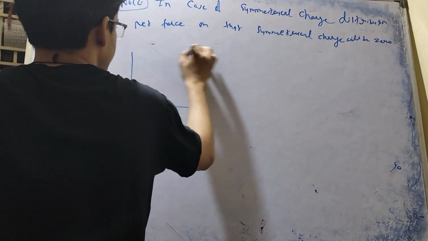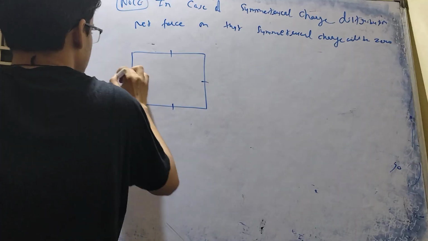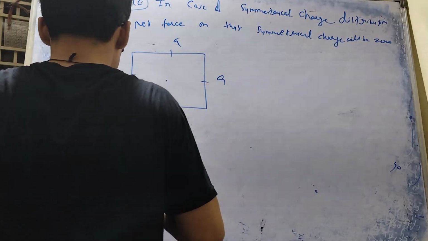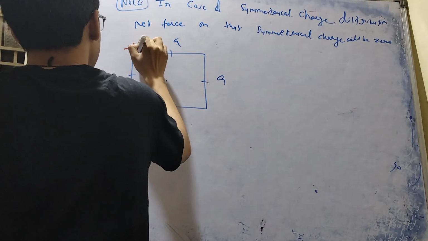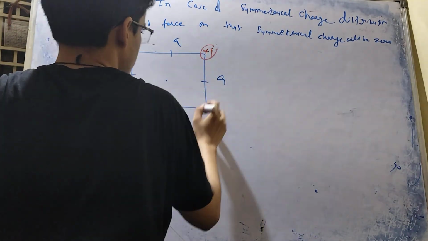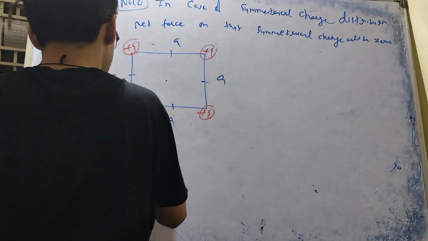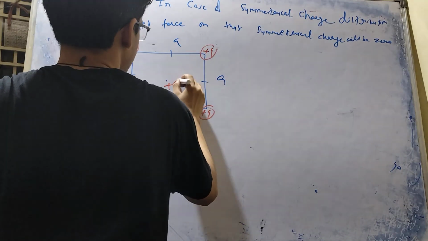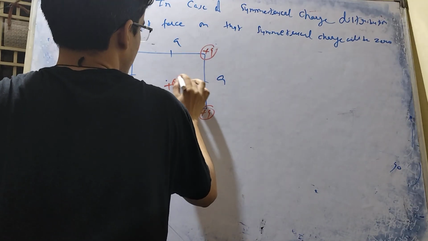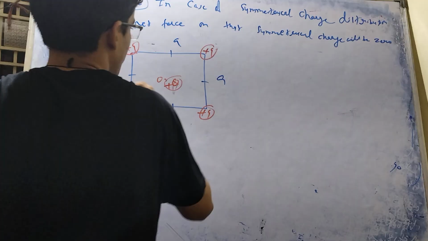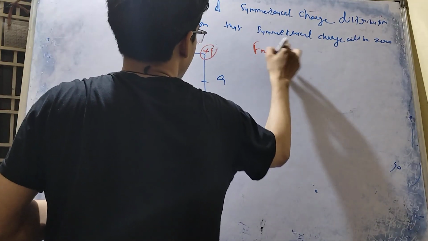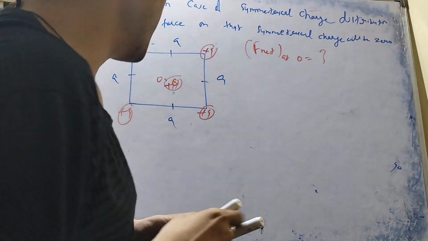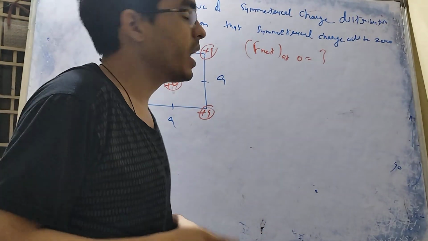See here, a, a, a, a. Assume here plus Q charge, here also plus Q charge, here also plus Q charge, here also plus Q charge. Very good. I am asking one question here. Suppose plus Q capital charge is present at point O. Calculate F net at O. How can we solve this question? Tell me.